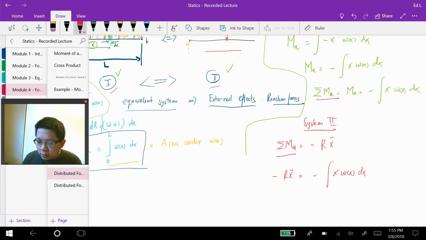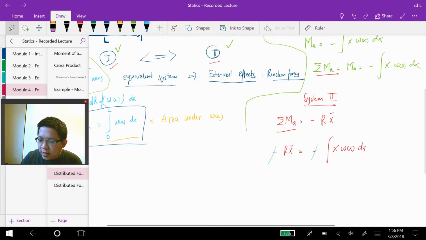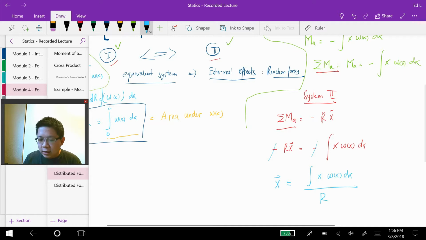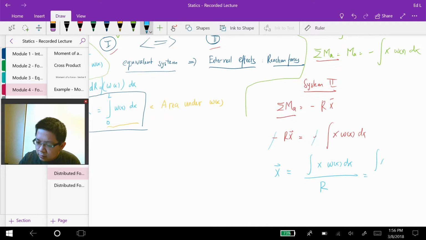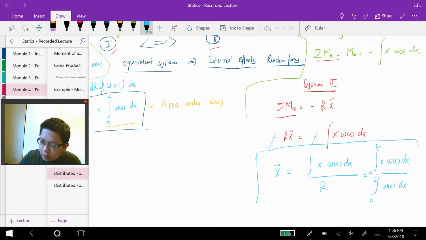So I can take out the negative sign, right? And then I can calculate my x bar as the integration of x w(x) dx divided by R. And I know R is the integration of w(x) dx, and in here we perform the integration from 0 to L and 0 to L. And this is the second formula that is very helpful.